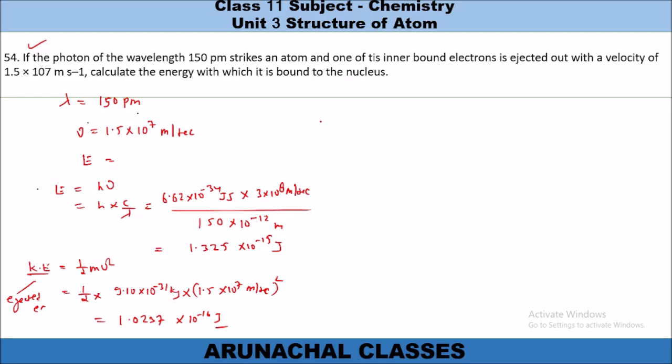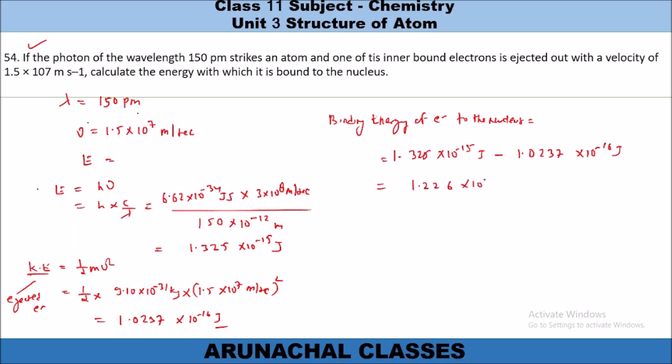Now the binding energy of electron to the nucleus will be 1.325 multiplied with 10 power minus 15 joule minus 1.0237 multiplied with 10 power minus 16 joule. Now we have to subtract these two values. It is 1.226 into 10 power minus 15 joule. This is the binding energy of electron to the nucleus.